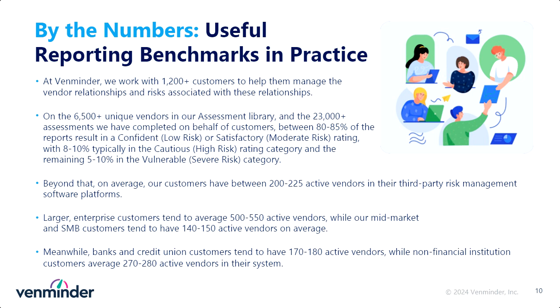Beyond that, on average, our customers have between 200 to 225 active vendors in their third-party risk management software platforms. Larger enterprise customers tend to have 500 to 550 vendors, while our mid-market and SMB customers tend to have anywhere between 140 to 150 active vendors on average. And then our bank and credit union customers, the ones that are highly regulated from the interagency guidance in particular, and the three bodies that oversee the US-based banks and credit unions, they tend to have anywhere between 170 to 180 active vendors, and those non-financial institution customers tend to have more vendors in their system at 270 to 280 on average.